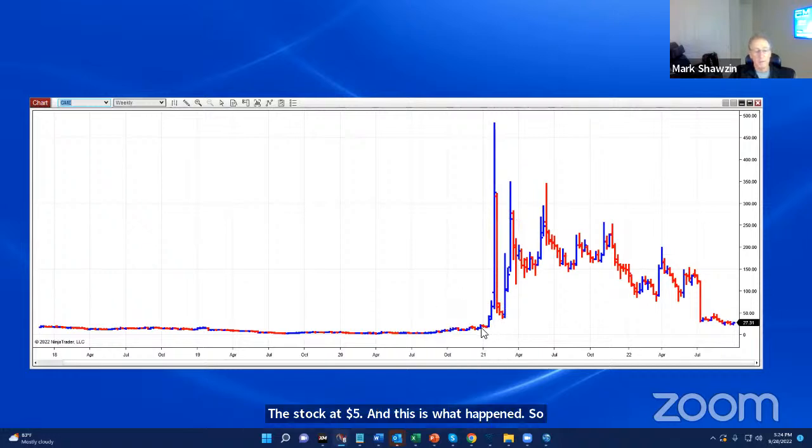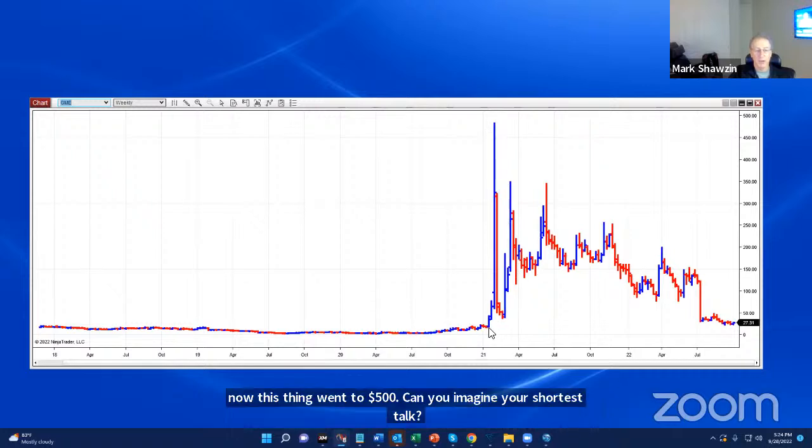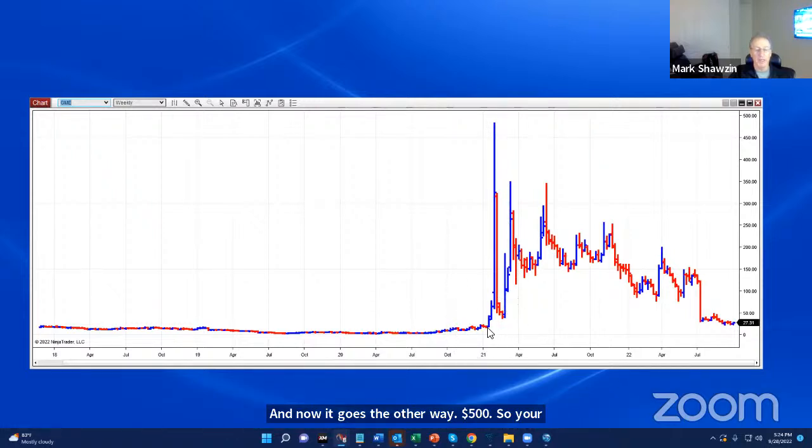So when you're short, you have unlimited upside down, because now this thing went to $500. Can you imagine? You're short a stock and now it goes the other way, $500. So your maximum upside on this stock was $5, and now you're upside down $500. And there were a bunch of very sophisticated hedge funds, Melvin Capital among them, a $1.6 billion hedge fund that went out of business, broke, bankrupt, because they were short.